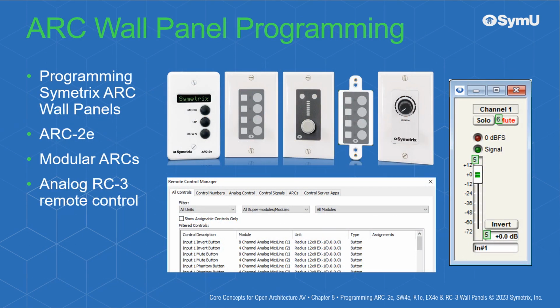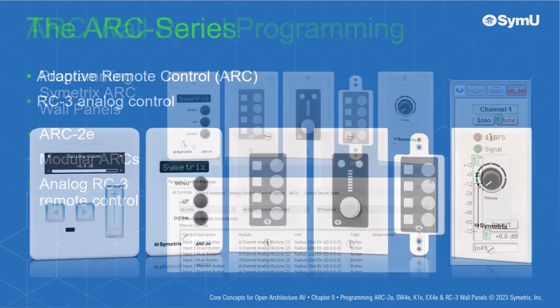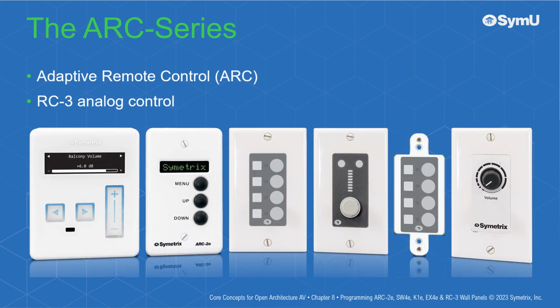This chapter covers programming Symetrix ARC Wall Panels, including the ARC-2E, Modular ARCs, and the analog RC3 remote control. One line of Symetrix remote control devices is the ARC-Series. ARC stands for Adaptive Remote Control. Also offered is the RC3 analog control. While not strictly speaking an ARC controller, the RC3 is a very useful and simple-to-use device. It is often employed in projects with additional ARC controllers, so we'll talk about it here.